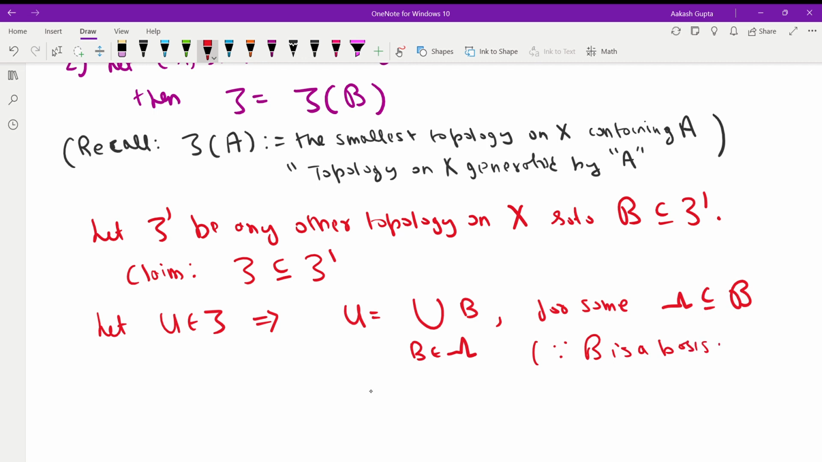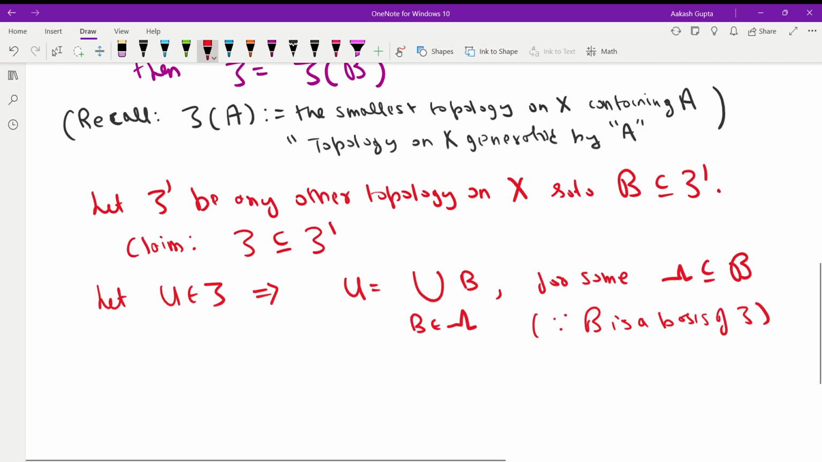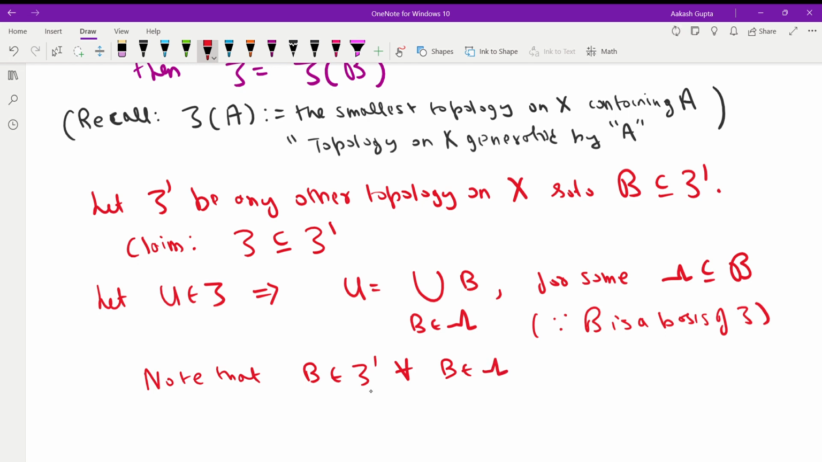Basis of tau or X along with tau. Like I told you, one and the same thing. We can use both. Okay, now note that this B belongs to tau prime for every B in capital lambda. Why? Because the script B is sitting inside where? Tau prime. That's what our hypothesis is.